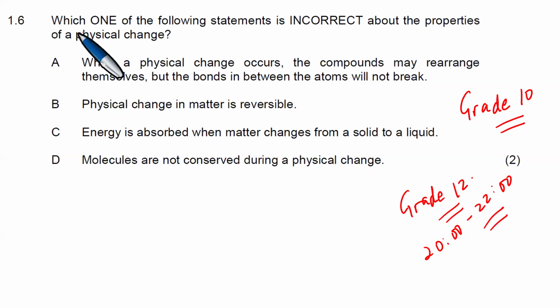Now, which one of the following statements is incorrect about the properties of a physical change? When a physical change occurs, what is a physical change? There can be a change from solid to liquid or to a gas. So when a physical change occurs, the compounds may rearrange themselves, but the bonds between the atoms will not break. Physical change in matter is reversible. Which one is wrong? Which one is incorrect? Energy is absorbed when matter changes from a solid to a liquid.